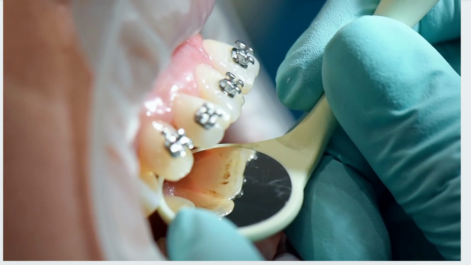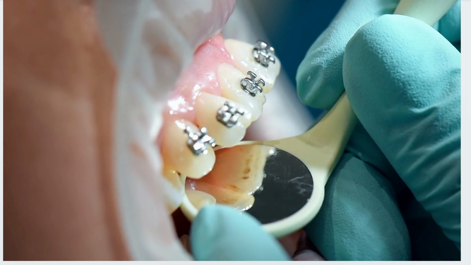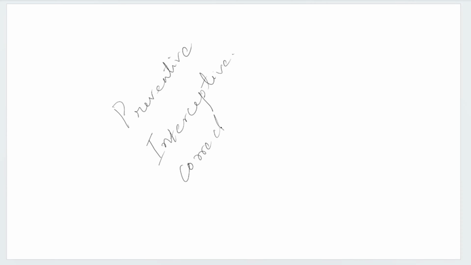What is orthodontics? Orthodontics is the branch of dentistry concerned with preventive, interceptive, and corrective measures for malocclusions. Okay, so we'll be dealing with it one by one. What is prevention of orthodontics, what is interceptive orthodontics, and what is corrective orthodontics.